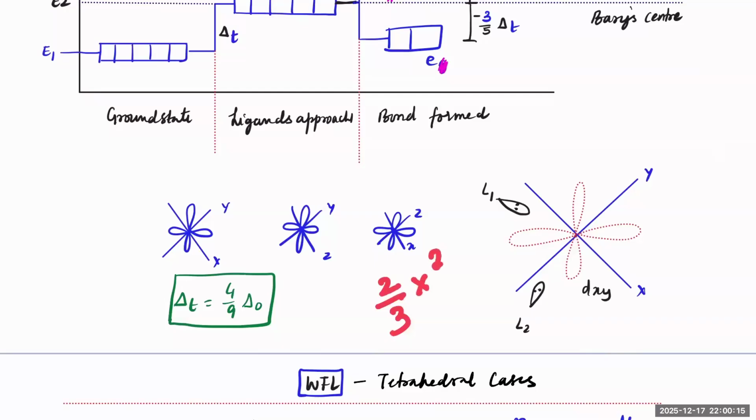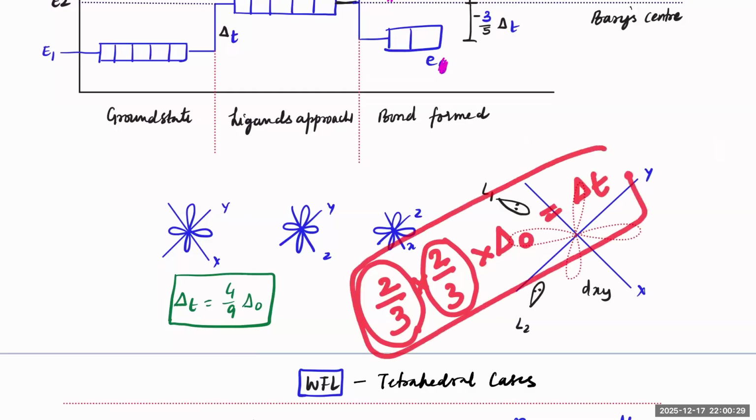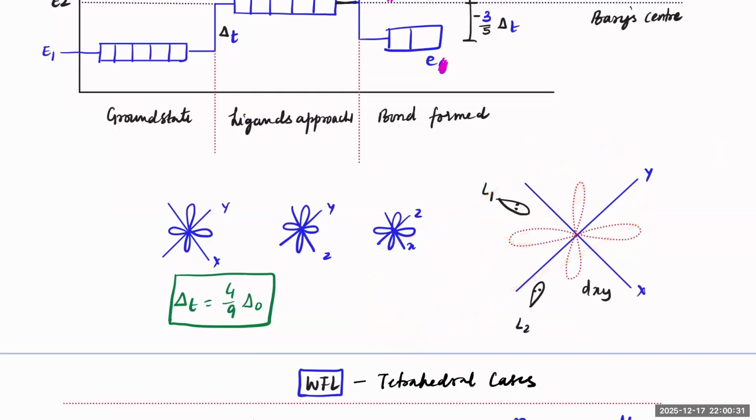Yes. So two-third into two-third. Two-third is because of the number of ligands. Two-third is because of the very bad orientation. So that into delta naught defines delta T. That's why delta T will be often equal to 4 by 9 times of delta naught.